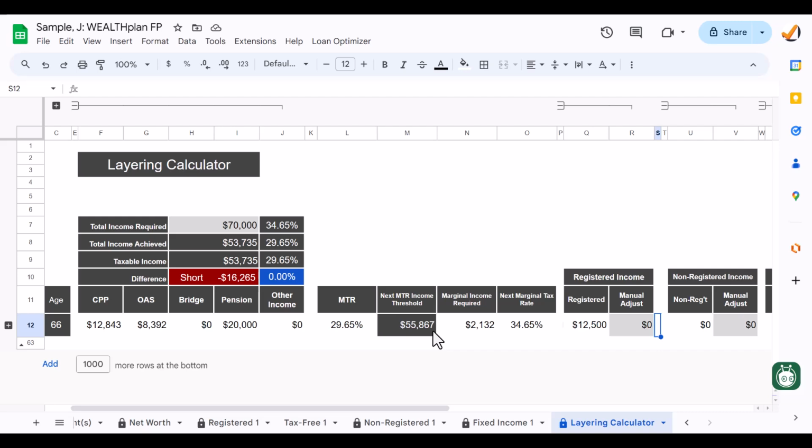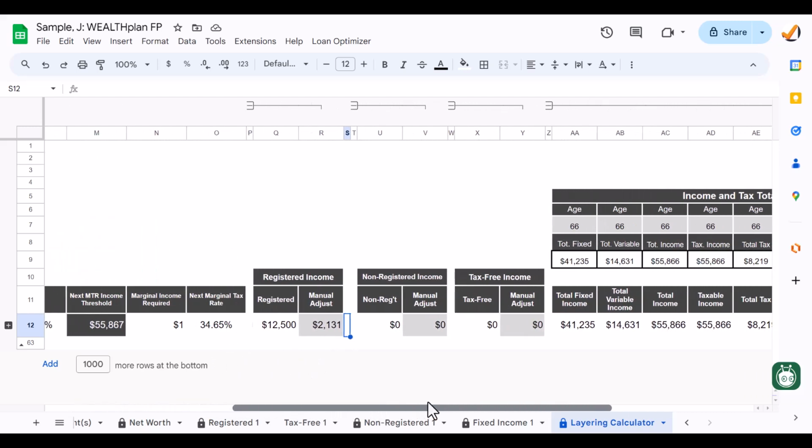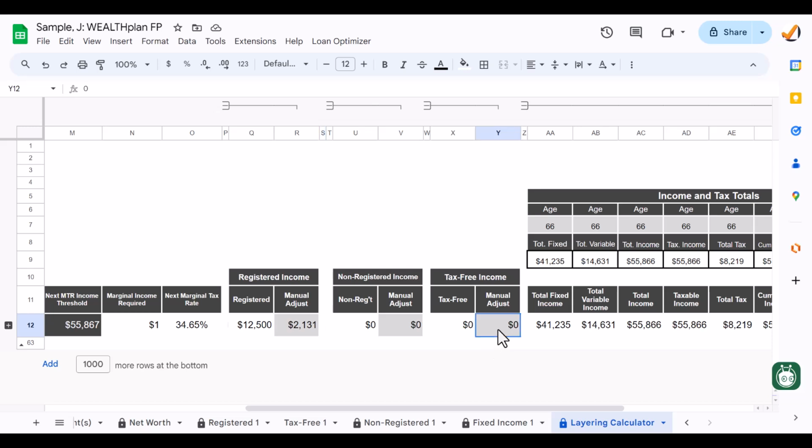But you can see our taxable income has now dropped to 29.65% in terms of marginal tax rate. So instead of taking that money from the registered income, we're only going to take the amount that we need to get him to the top of his current marginal tax rate. So we're going to take everything we can at that 29.65% rate. That's called topping to bracket. Then the difference is going to come from either his non-registered or his tax-free. In this case, I'm going to show it from his tax-free.